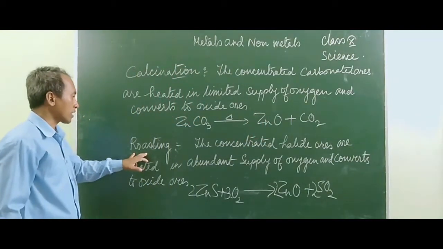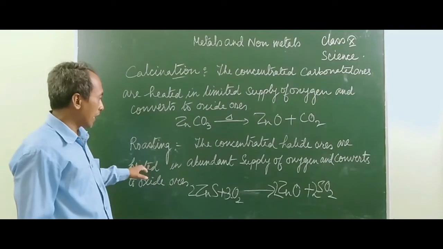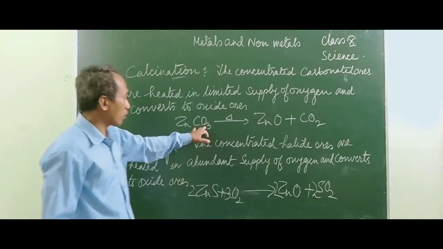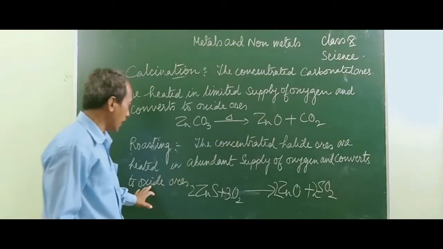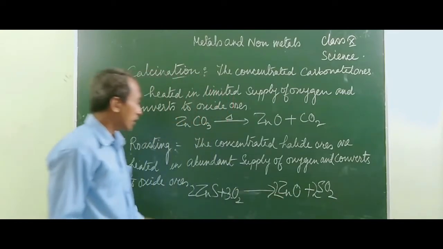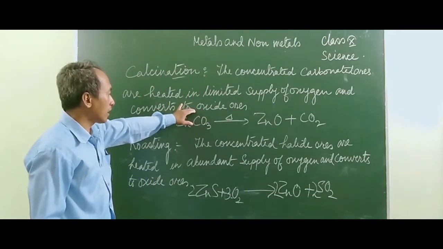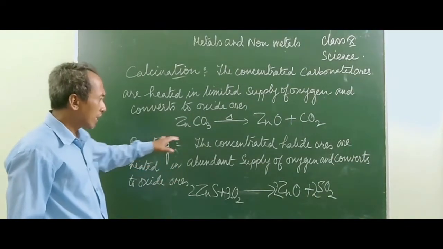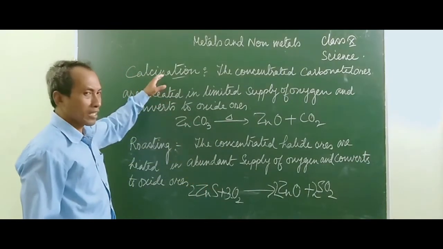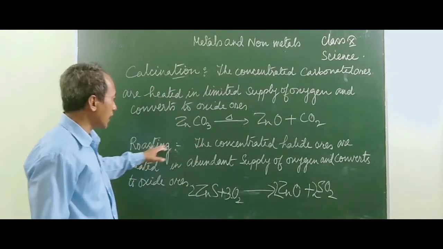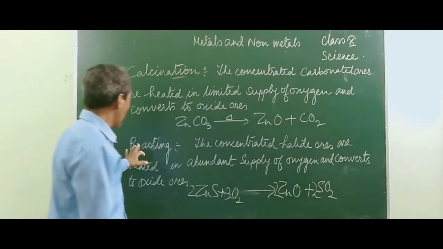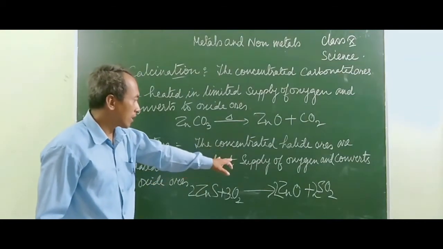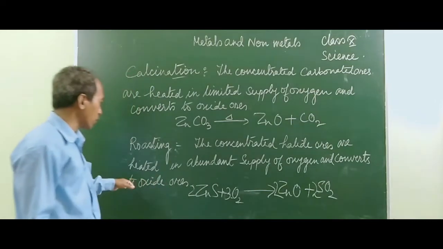Now roasting is a process where ores are heated in an abundant supply of oxygen and converted to oxide ores. Here also it is converted to oxide ores. The only difference is that calcination uses a limited supply of oxygen and roasting uses an abundant supply of oxygen. So in roasting, the concentrated halide ores are heated in an abundant supply of oxygen and converted to oxide ores.